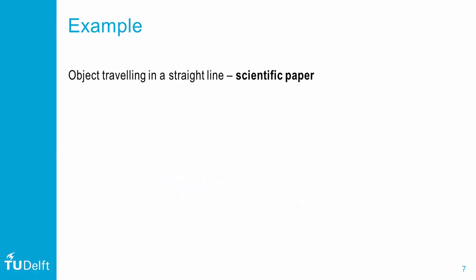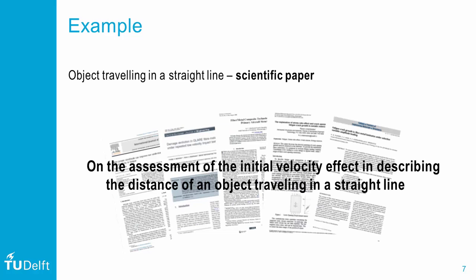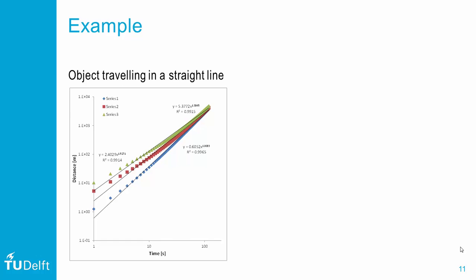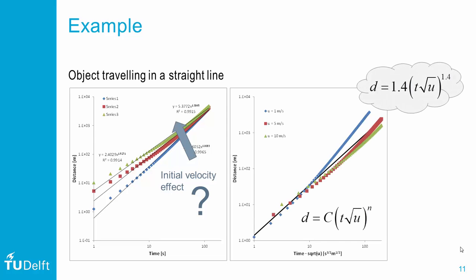And now we can make predictions, so let us draft a paper on the assessment of the initial velocity effect in describing the distance of an object traveling along a straight line. However, based on that paper, someone else performs similar test, but measures displacement for a longer duration of time. Looking at their data, it seems the initial velocity effect that we identified is vanishing when time increases. Hence, predictions with our equations don't work well in the large time range. There appears to be a limitation to the range of our equation. How do we deal with that?